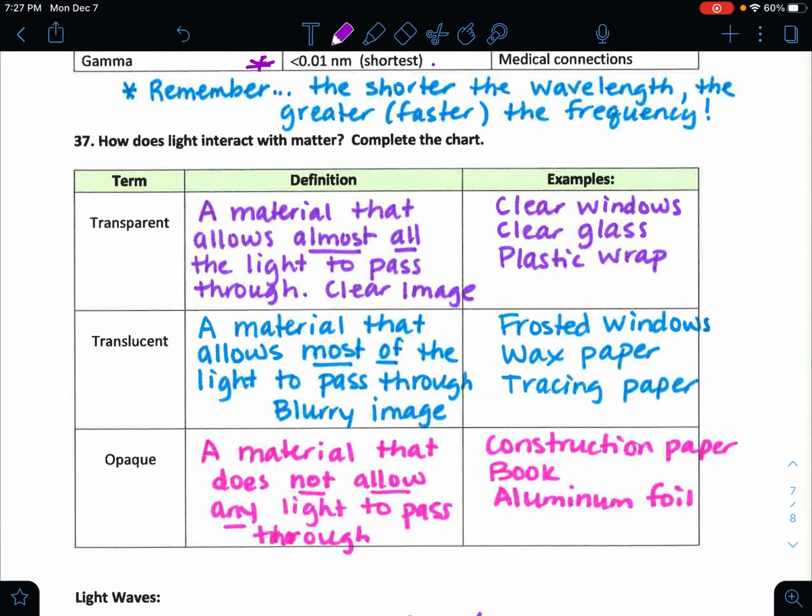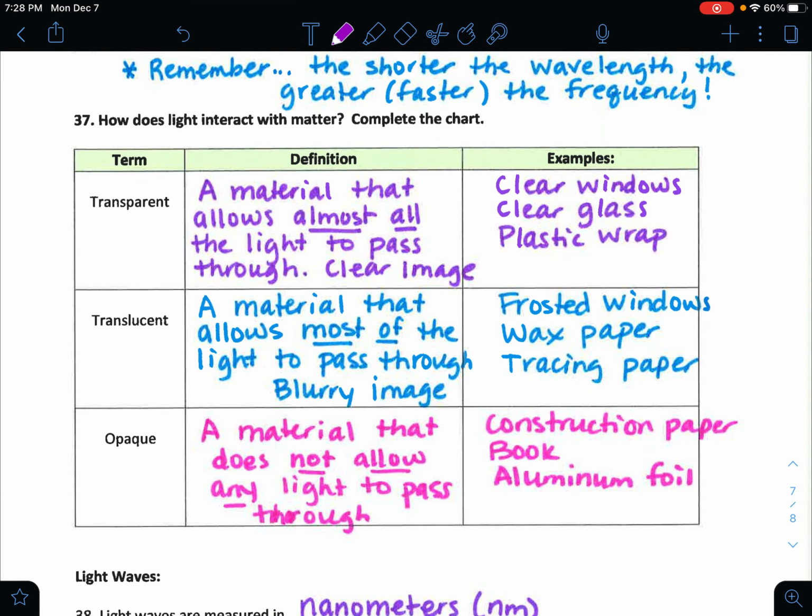Translucent, a material that allows most of the light to pass through. So we can still see that light is coming through, except it's not perfect. So it's going to be a little blurry. So that's going to be frosted windows, wax paper, tracing paper. So this might be like in some of the showers at your house where you can't see directly in, and it's just kind of a hammered look. That would be translucent.